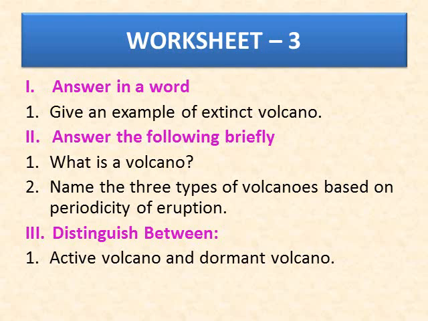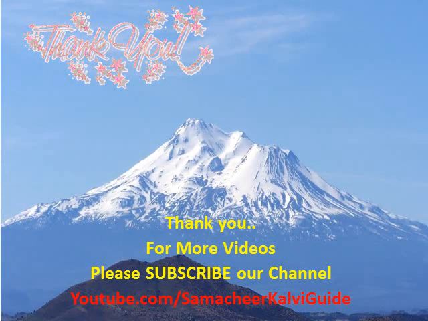Now it is time for worksheet. Worksheet number 3. Roman number 1. Answer in a word. Question number 1. Give an example of an extinct volcano. Roman number 2. Answer the following briefly. Question number 1. What is a volcano? Question number 2. Name the three types of volcanoes based on the periodicity of eruption. Roman number 3. Distinguish between. Question number 1. Active volcano and dormant volcano.